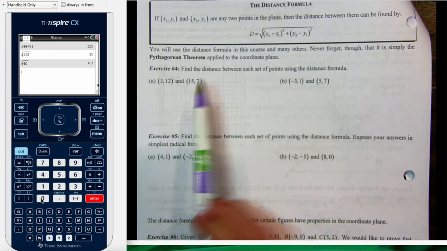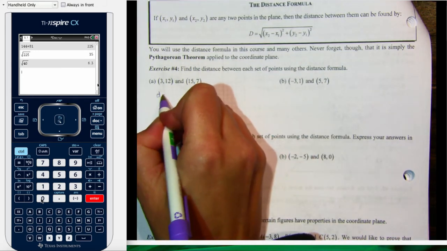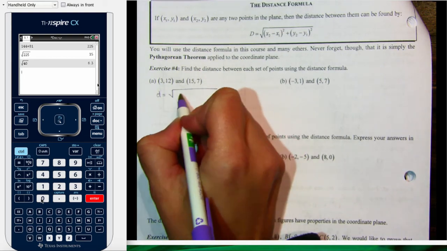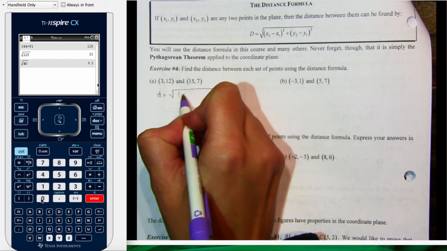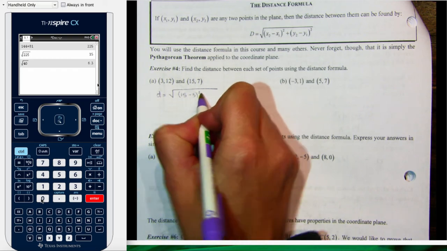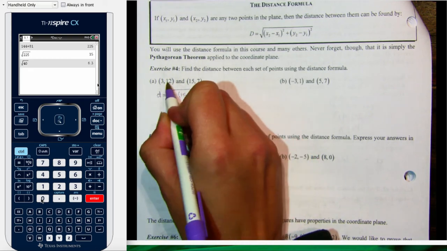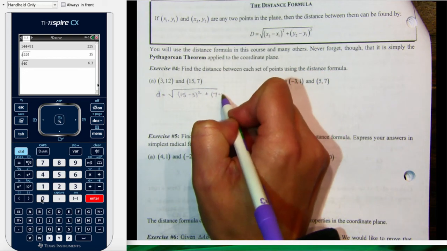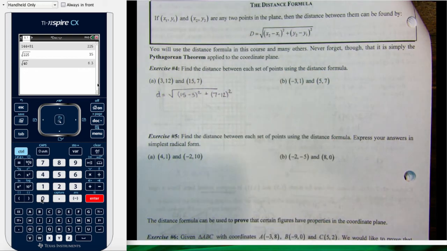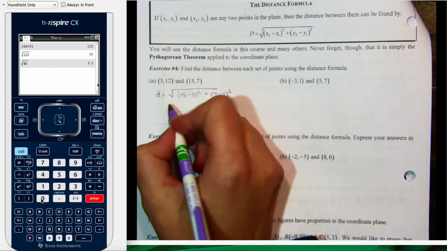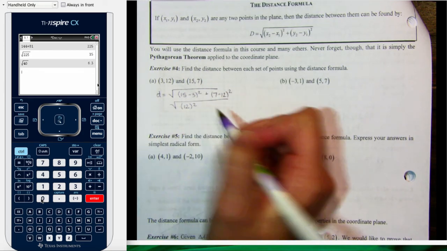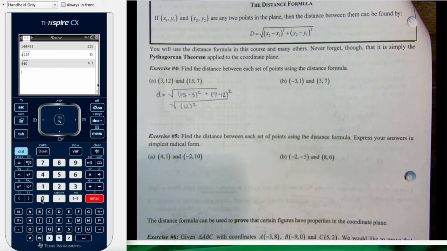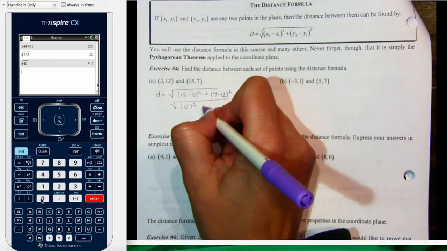So we have 2 points, and so our distance formula is x2 minus x1, so 15 minus 3, squared, and then plus y2 minus y1, so 7 minus 12, squared. And then we can go ahead and clean that up. 15 minus 3 is going to be 12, and 7 minus 12 is going to be negative 5.